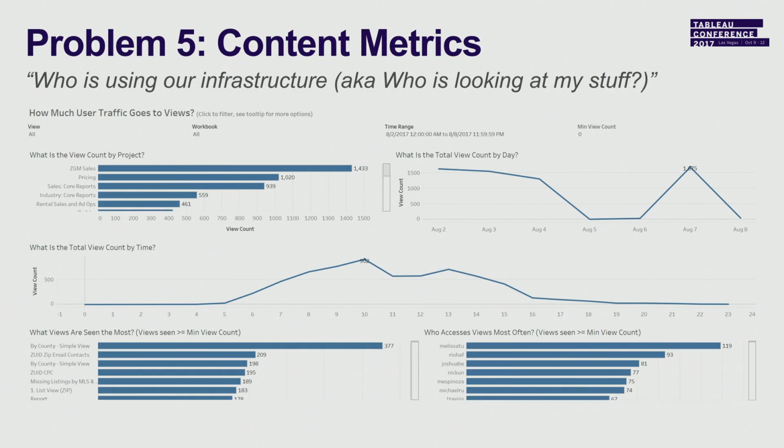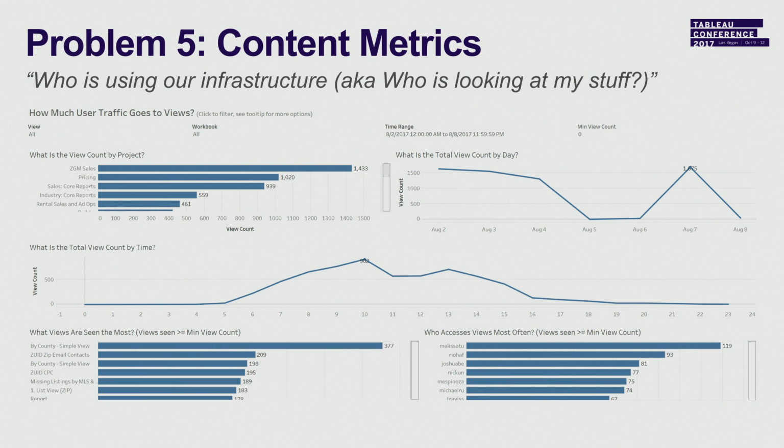The last one, and this is a recent effort for us, is content metrics. It started off with who's looking at my stuff. And then we really wanted to get into what our user base looks like. Who's using it? Is there seasonality to it? Is it coming from sales? Where's the demand coming from? Who's producing or who's not producing? We have 150 workbooks. Is it 10% of people, 20% of people? What's the percentage of people actually consuming this content? Both on a global level and a per workbook level.